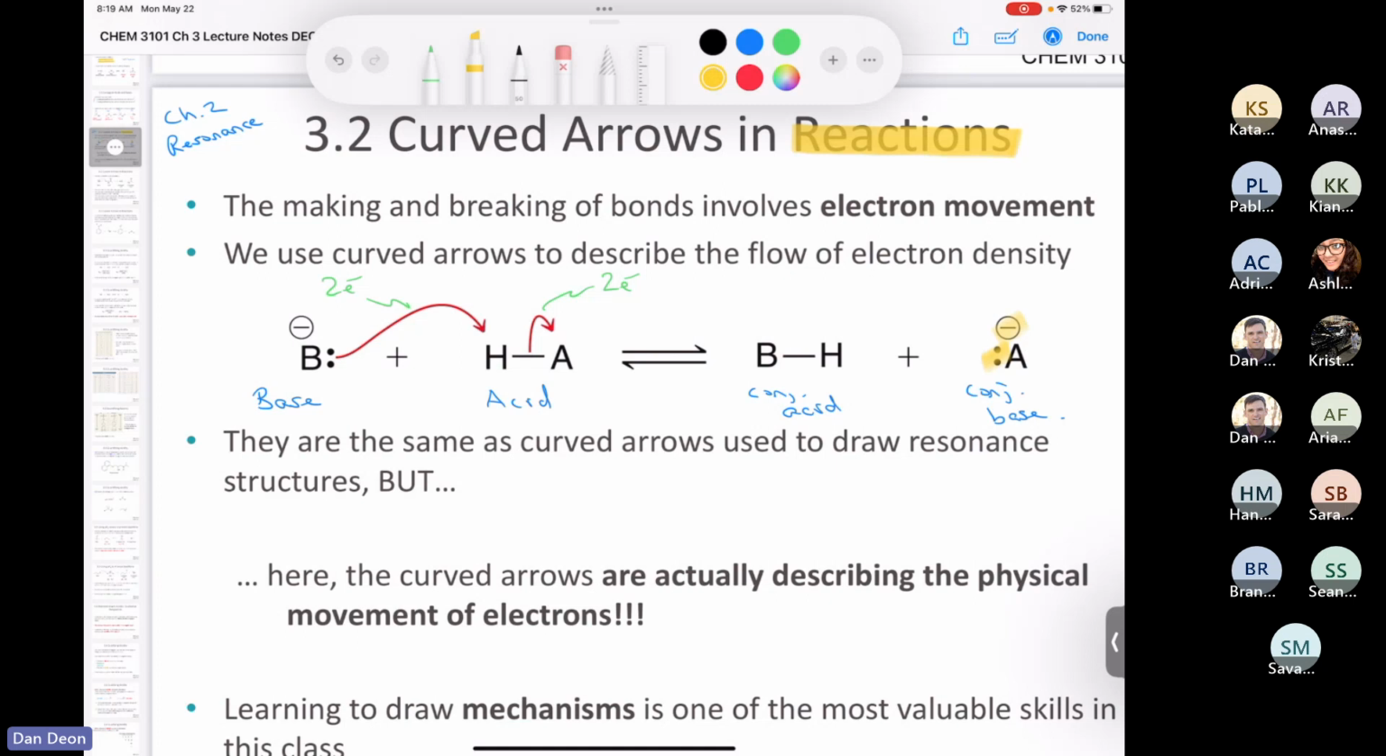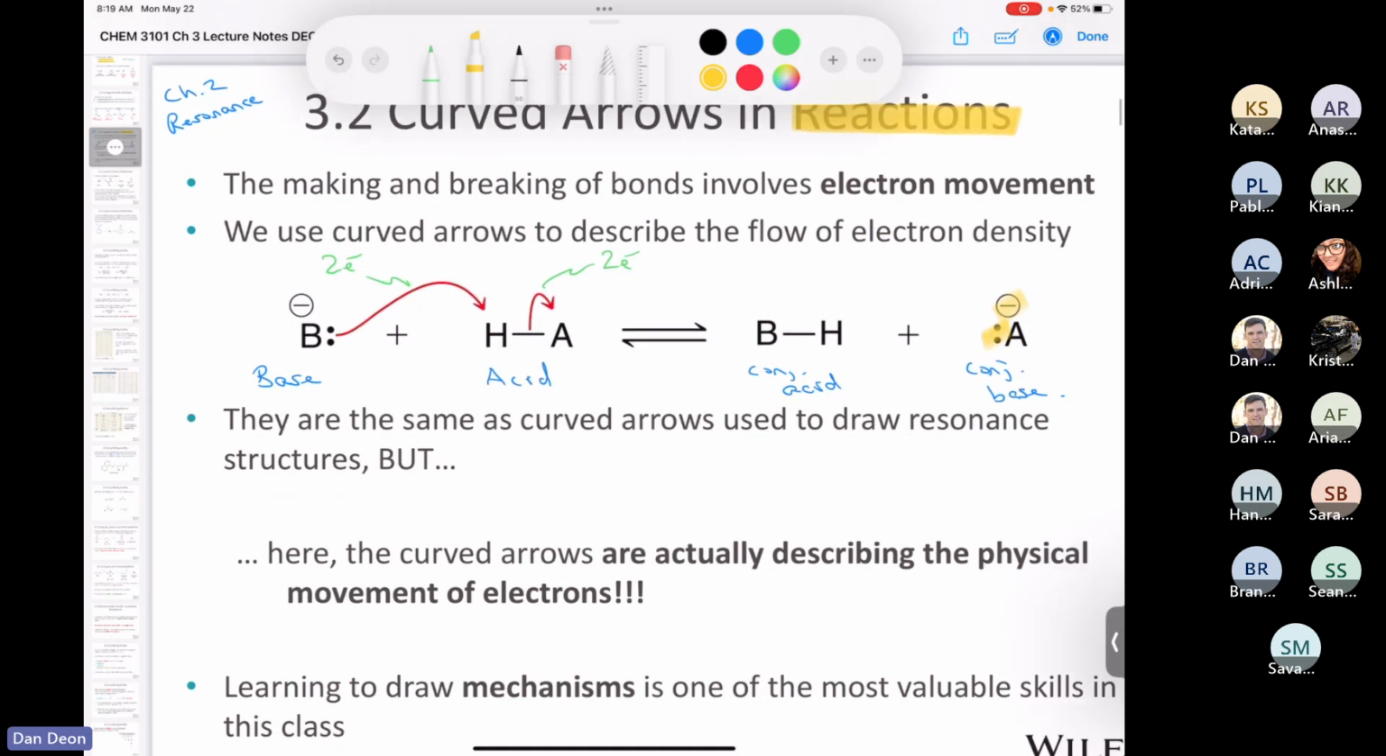So it says here that these are the same curved arrows that we used in resonance, but now, again, I gotta stress this, we're actually showing the physical movement of electrons, and learning how to draw mechanisms is one of the most valuable skills in this class. So what you're going to see moving forward in our textbook and in my lectures is that usually when I look at a reaction, I'm going to show you a mechanism for it.